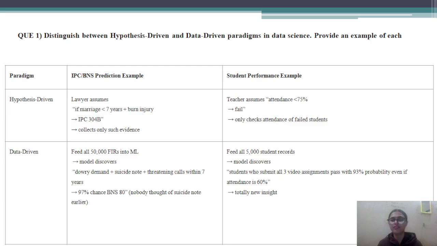And we feed all the 5,000 student records into the ML model. Students who submitted the 3 video assignments have a 93% probability of passing, even if their attendance is 60%. So this is a completely new discovery that the teacher never assumed and could only be found through data driven analysis.